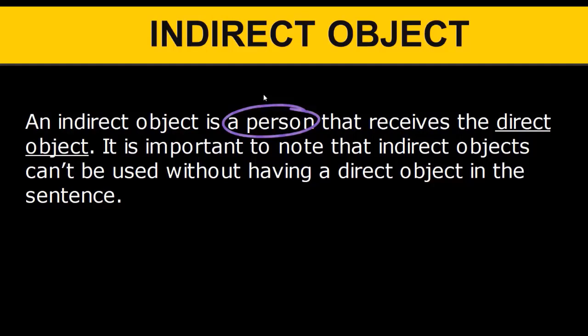All right. Now, it's very important to note that you cannot have indirect objects in a sentence without having a direct object. If you do not have a direct object in a sentence, you simply cannot have an indirect object. Why? Because the direct object is what the indirect object receives. So if you do not have the direct object, what is your indirect object going to receive? Nothing, right? Now, let me show you some examples and make you understand how indirect objects work.